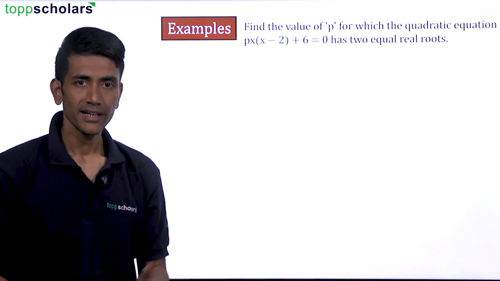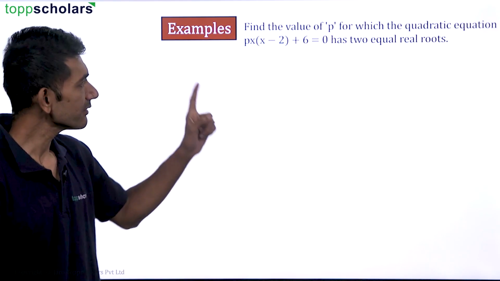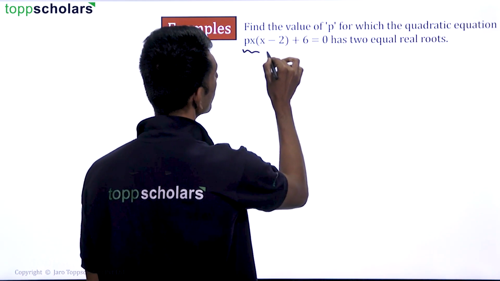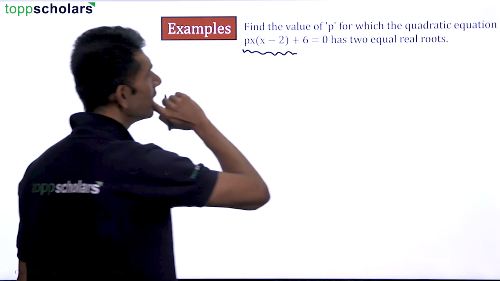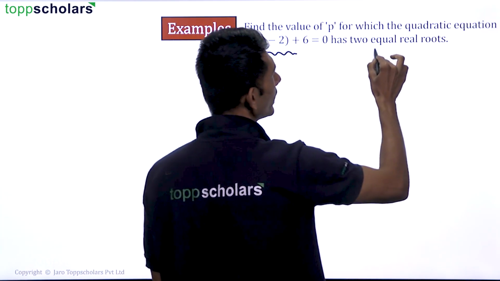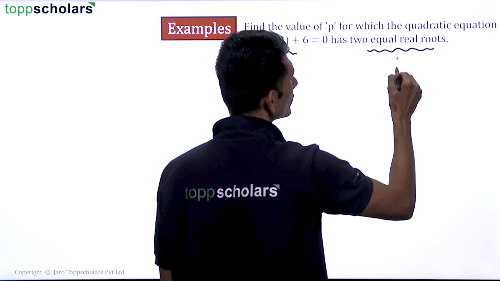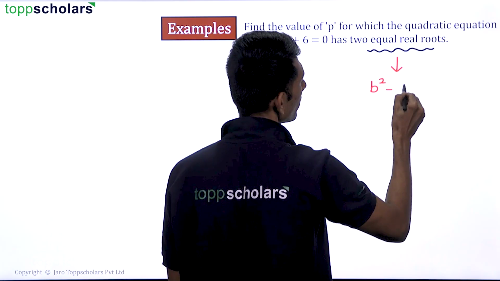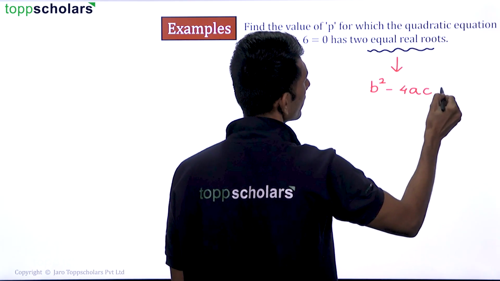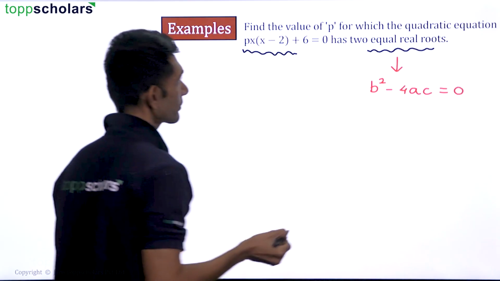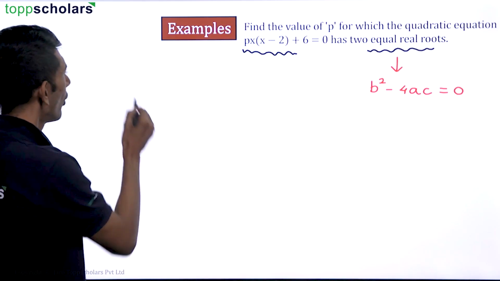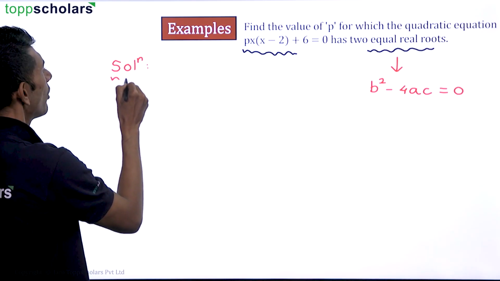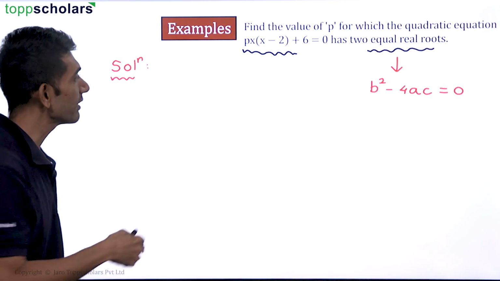Interesting question. Let us have a look at one last question now. It says, find the value of p for which the quadratic equation has two equal real roots. If the roots are real and equal, can I say b square minus 4ac is equal to 0? Now here, we are already given a quadratic equation, but it is not in the standard form. Let us try to put it in the standard form first.